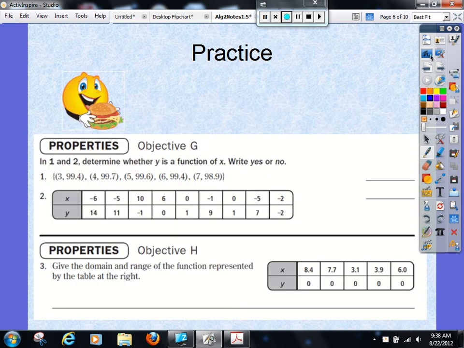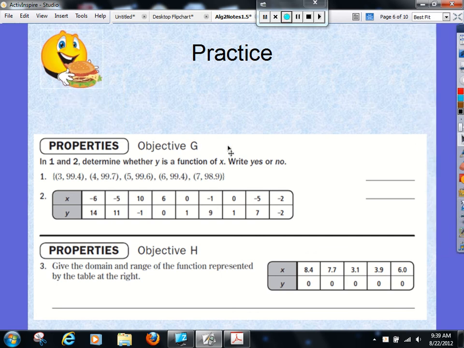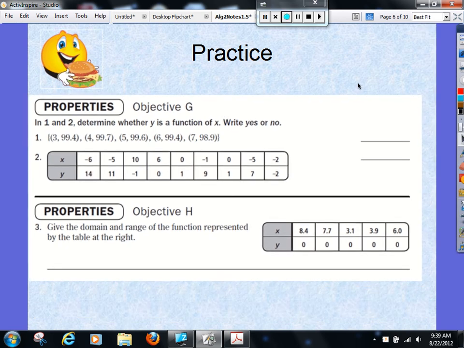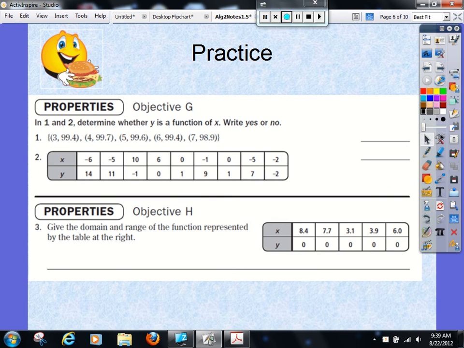Okay, now the rest of this flip chart, we're just going to go over some examples from yesterday and some notation things. Some of this will show up on your test and quiz coming up, so please pay attention to this. These are some example problems.